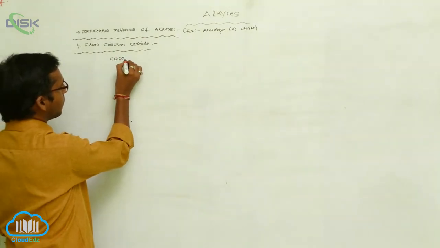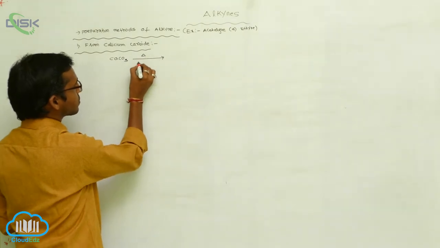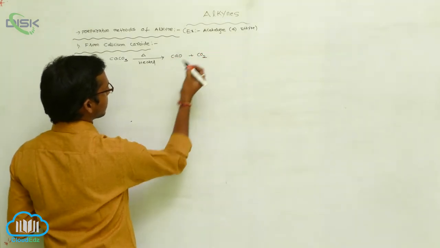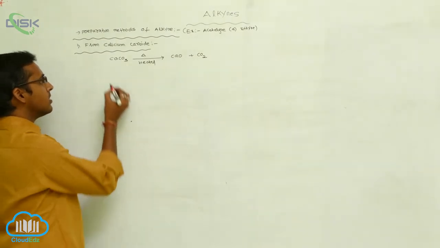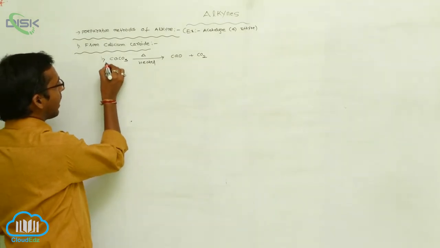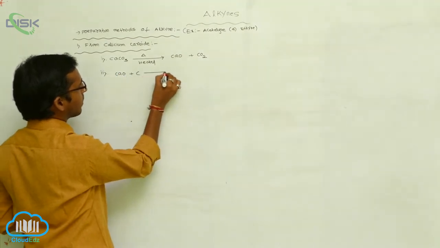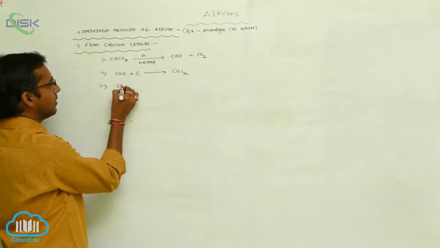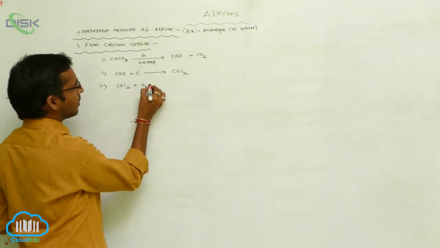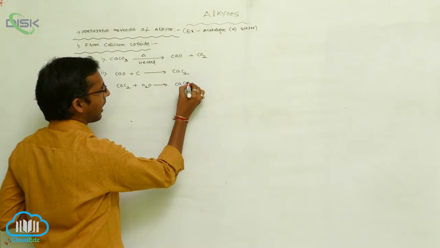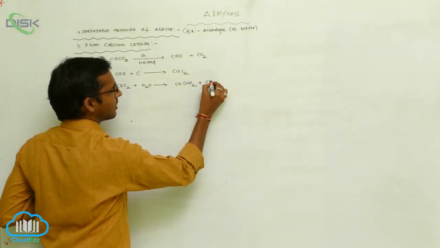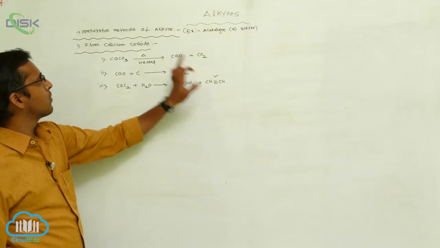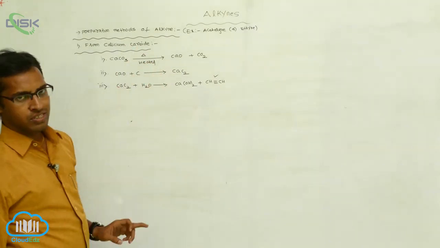So this calcium carbonate is strongly heated. It initially produces calcium oxide plus carbon dioxide. Okay, this calcium oxide is reacted with carbon. It gives calcium carbide, CaC2. This calcium carbide, CaC2, is reacted with water, initially producing calcium hydroxide plus acetylene, CH triple bond CH. So this is the product. Means the acetylene is produced from calcium carbide through the thermolysis process or heated process.